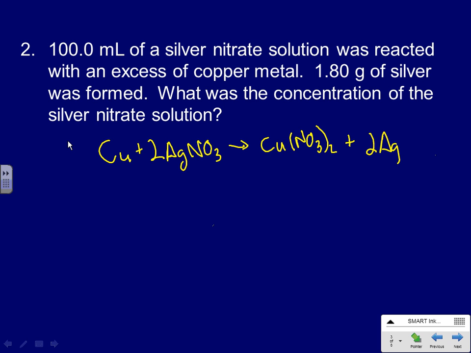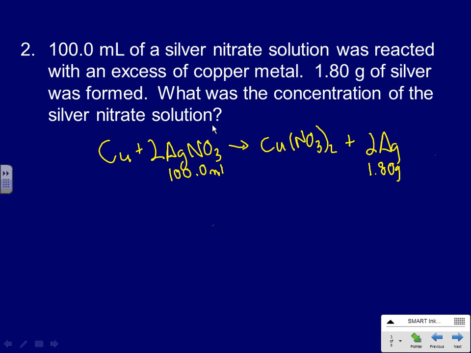And again, we're looking at the question. We haven't really thought about what's happening yet. Let's write down the information we have. We have 100 milliliters of silver nitrate. So under silver nitrate in that grams and milliliters section, 100 milliliters. We have 1.8 grams of silver, 1.80 grams. This is looking a little funny. We've got some 2 numbers up here, but let's not worry about it. And the question is asking, what was the concentration of the silver nitrate solution?